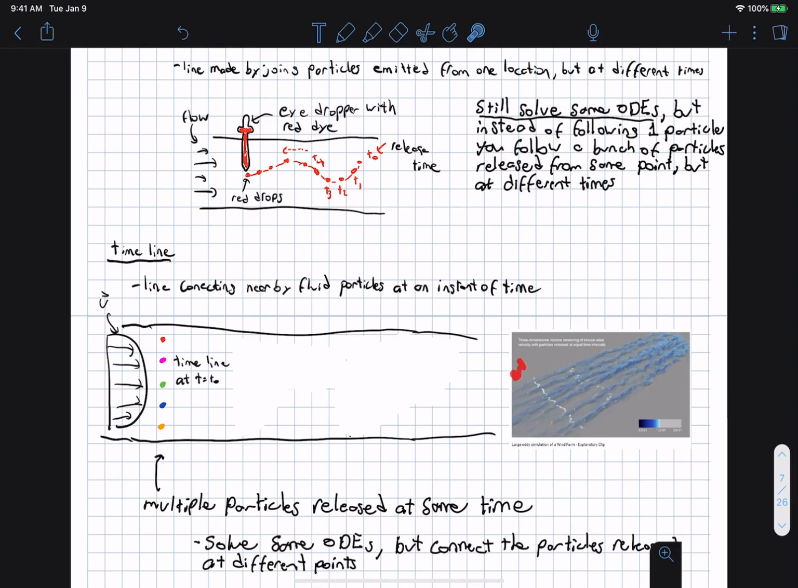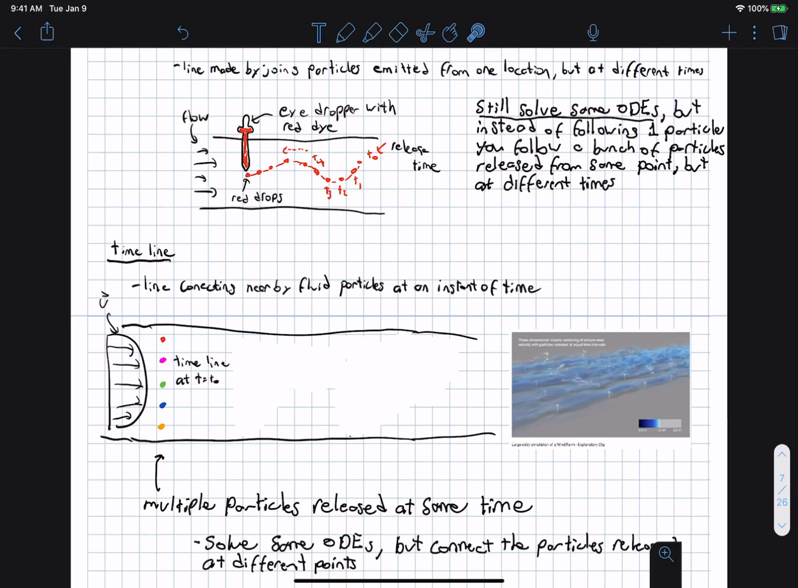So to define a timeline, we pick at an instant of time a whole bunch of particles here, and we release them at the same time. And instead of tracking the path of where each individual particle moves, we instead look at that line of particles, and how that line, if you connect these different particles, changes with time.